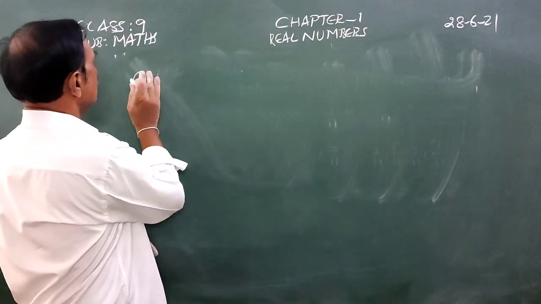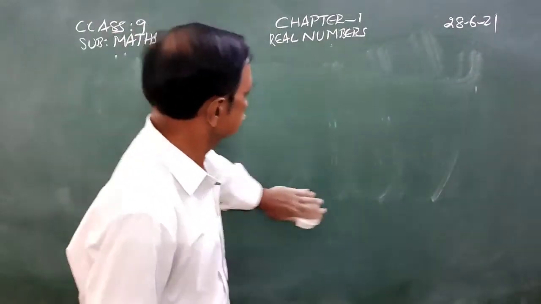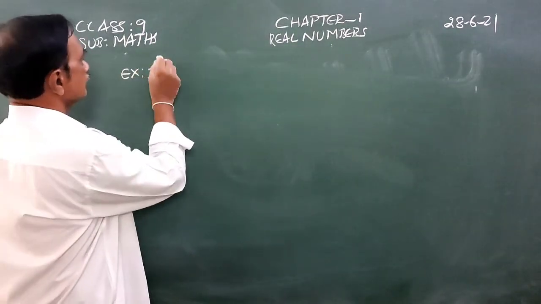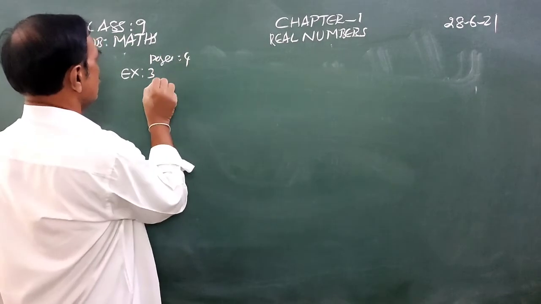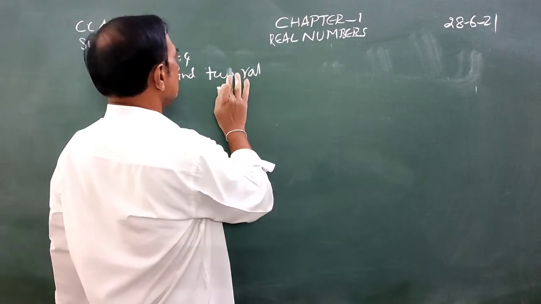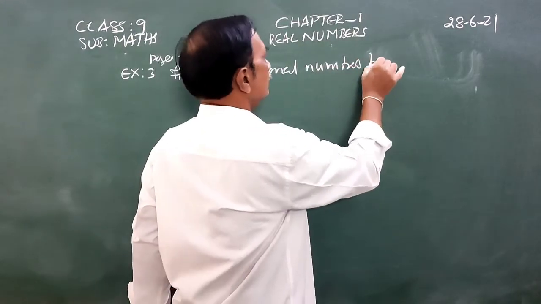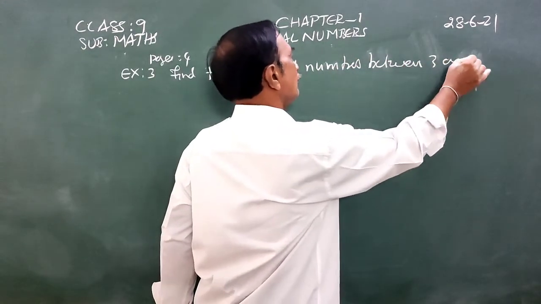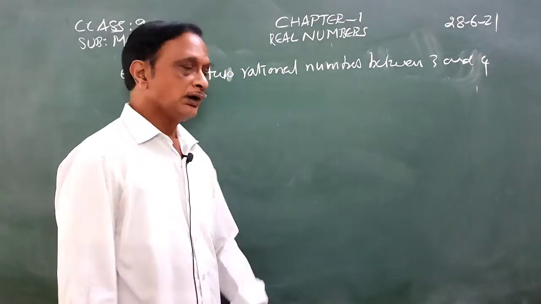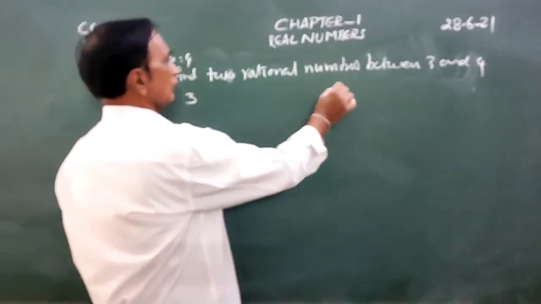Example 3, page 4. Find two rational numbers between 3 and 4. So already we have completed the same by using mean method, and we are going for an alternate method, another method. See here, 3, 4.